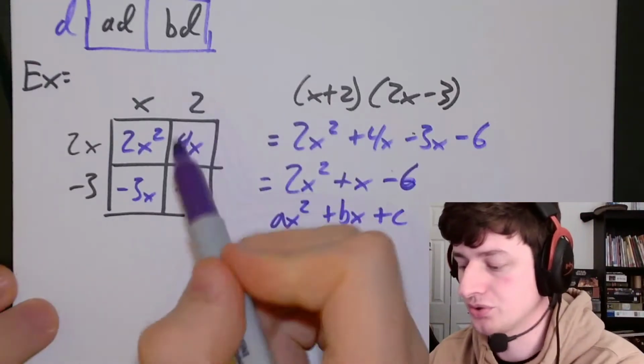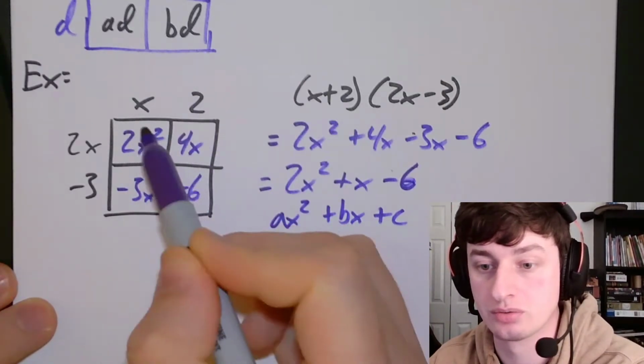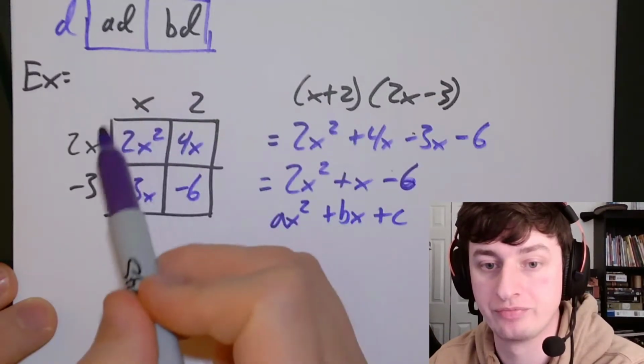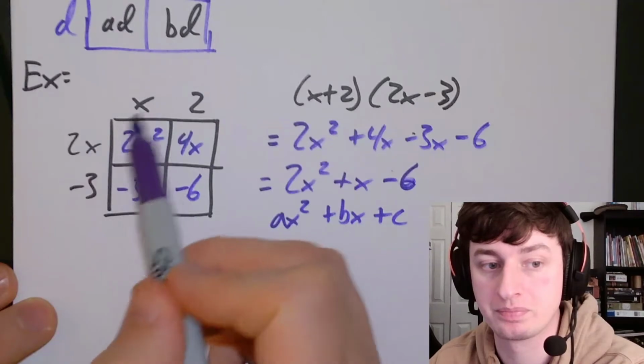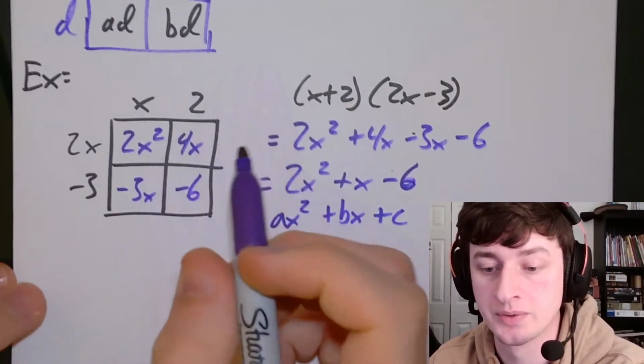But the diagonals usually combine. These two diagonals, not the x squared and the negative 6. Those are not like terms. But these two terms, as long as you set your x's to be on the top and the left, and the constants here, it will look like this.